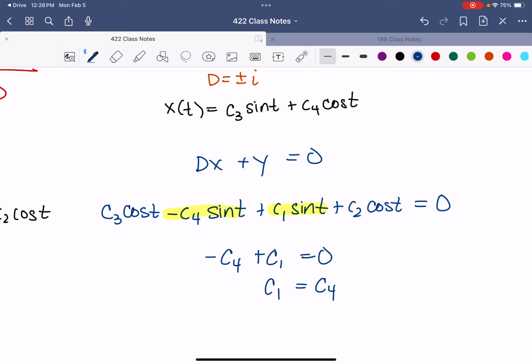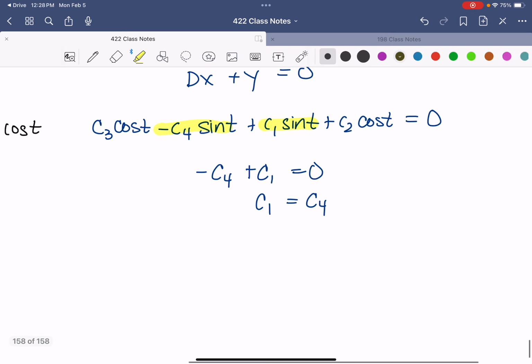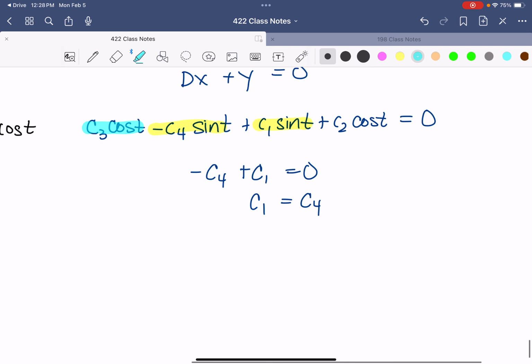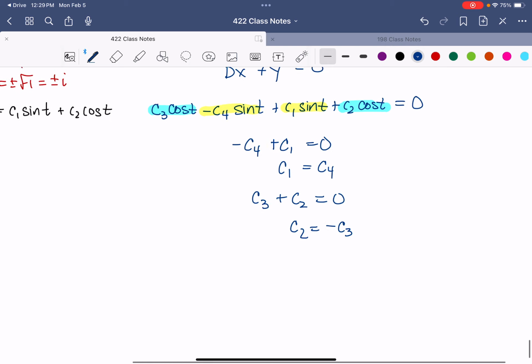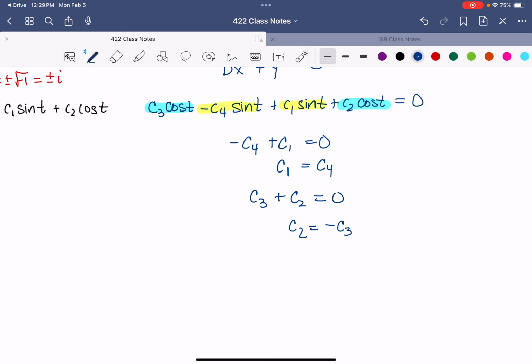So they're the same. Then we look at the cosine terms, c3 cosine t and c2 cosine t. That gives us c3 plus c2 has to be equal to 0, because those two terms, when I add them up, have to go away. Let's move the c3 to the other side, so c2 is equal to negative c3. I'm going to go ahead and replace c1 and c2 with c4 and negative c3.